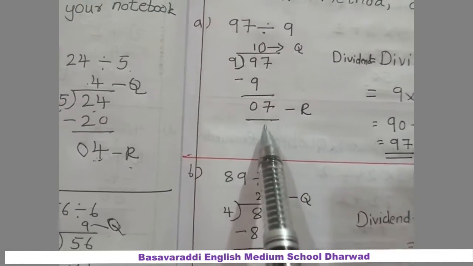So we can't divide this one. So what do we have to do? We have to put 0 here. So the quotient is 10 and the remainder is 7.